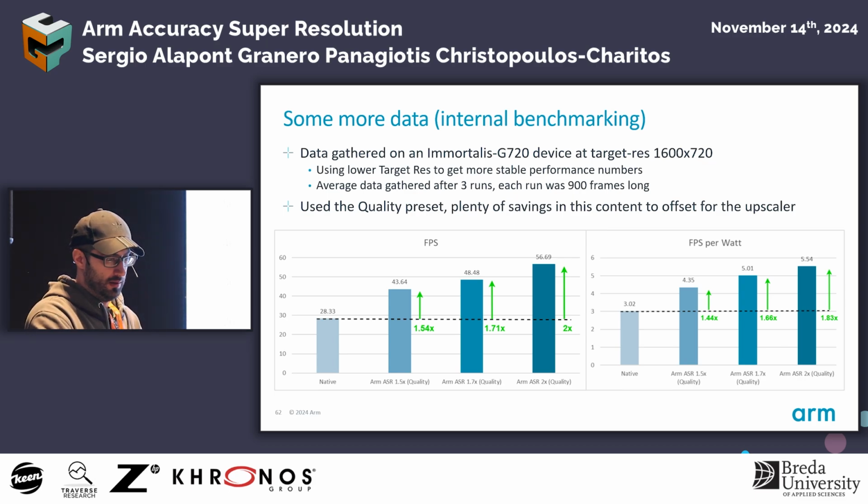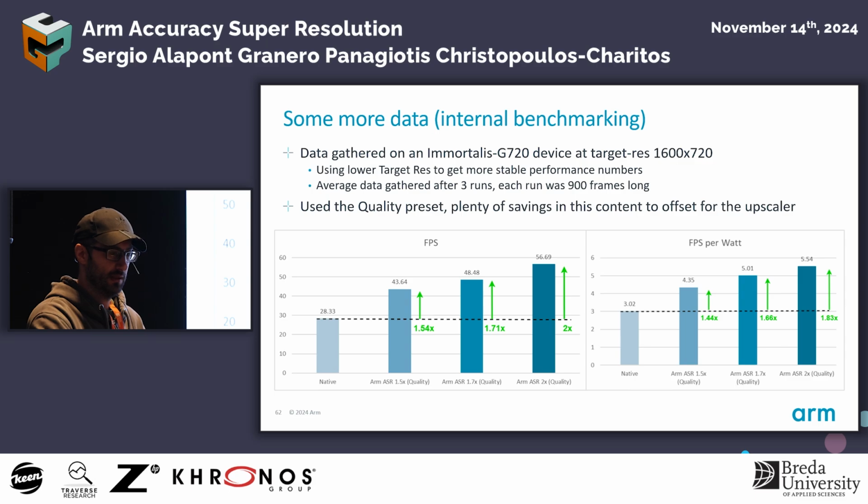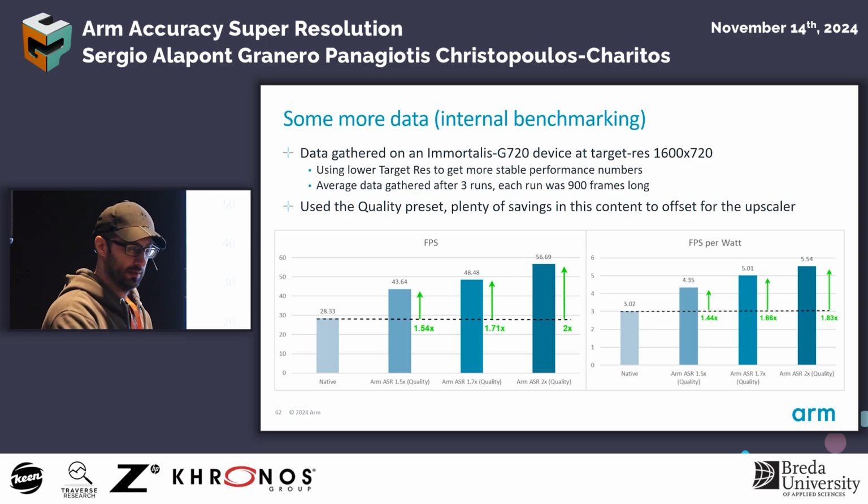And here are a few more detailed numbers taken from a power-instrumented G720 device. Duration improved from 1.5x to 2x, depending on the preset. And since we have a power-instrumented device, we could also look at power data. And we can spot the FPS per watt also improved from 1.4 to 1.8x.